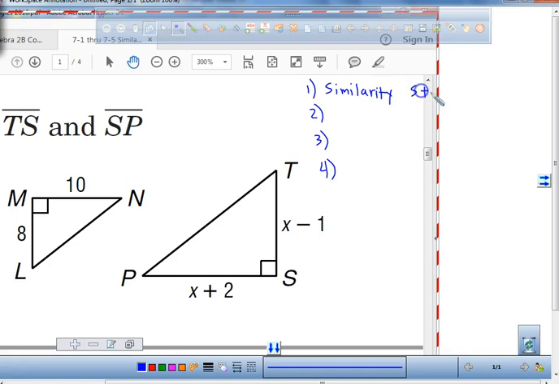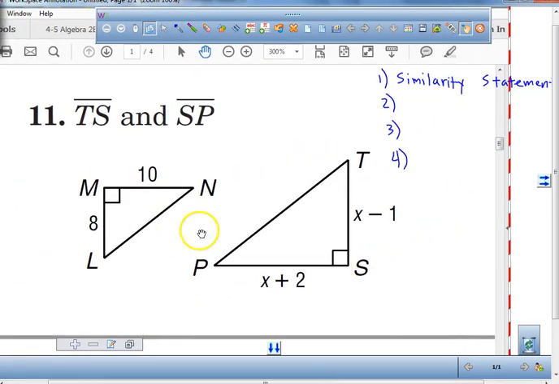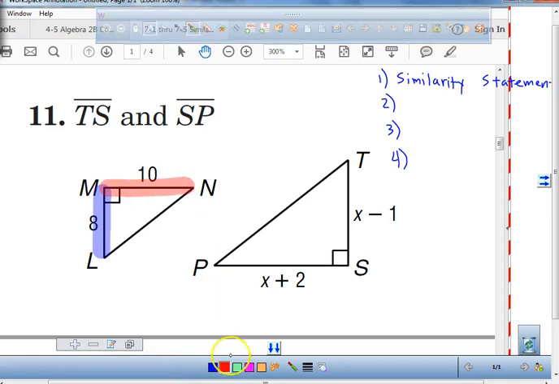So a similarity statement between the two triangles. Now, these are 2 scaling triangles. What I'm going to do is I'm going to highlight in 3 different colors. I'm going to highlight in blue, red, and green. Now, obviously the shortest side here is what? From L to M. That's the shortest side. Okay? This side here is the hypotenuse.